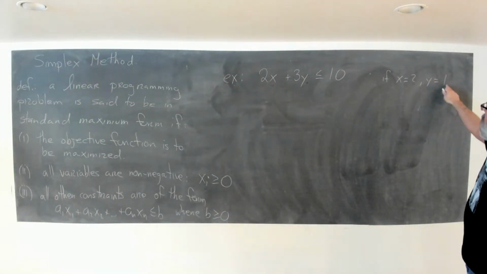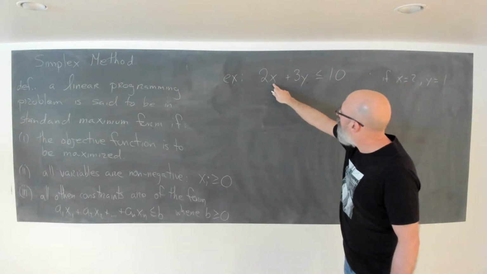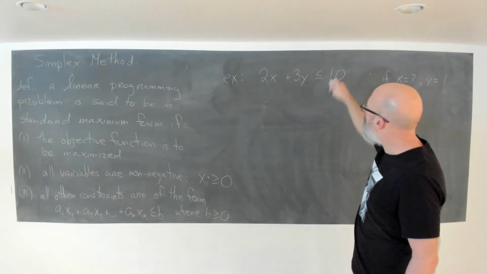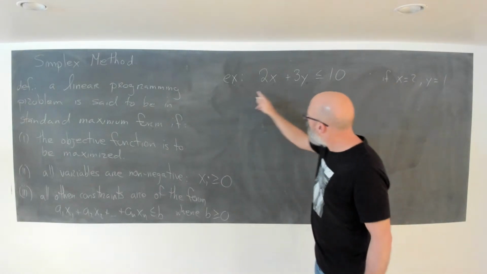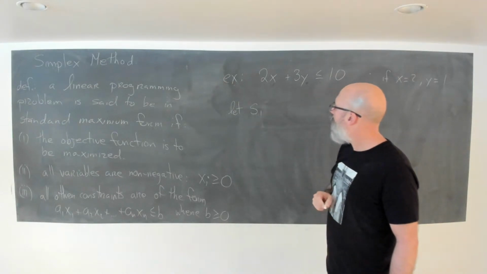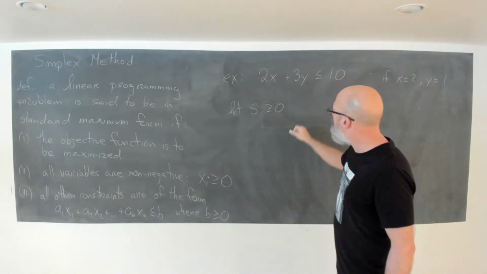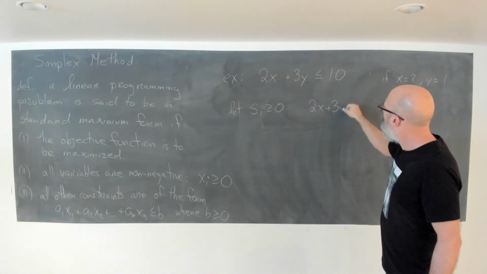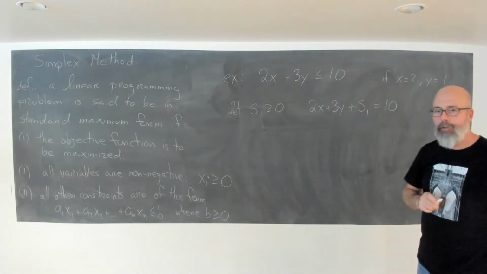Here, observe that if x is 2 and y is 1, this satisfies the inequality. You get 4 plus 3 is 7. So 7 is strictly less than 10. What we're going to do is introduce a slack variable. Let's call it S1, which is bigger than or equal to 0, so that this inequality, by adding this slack variable, becomes an equation.